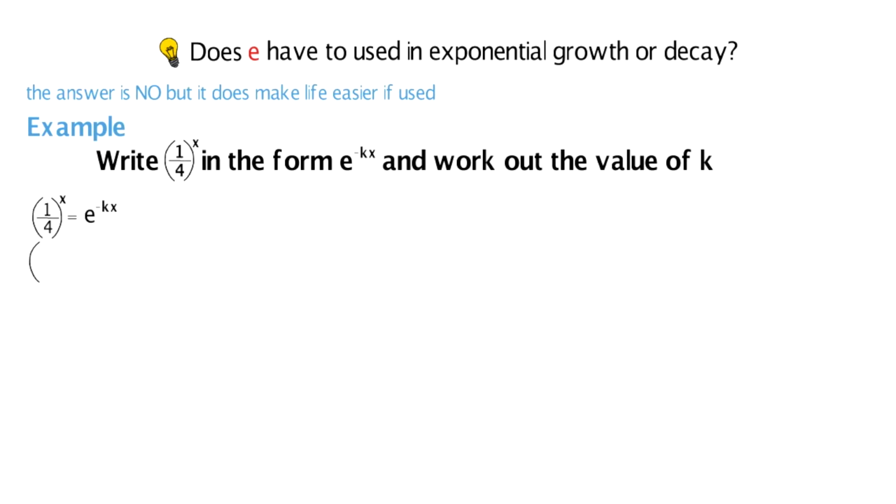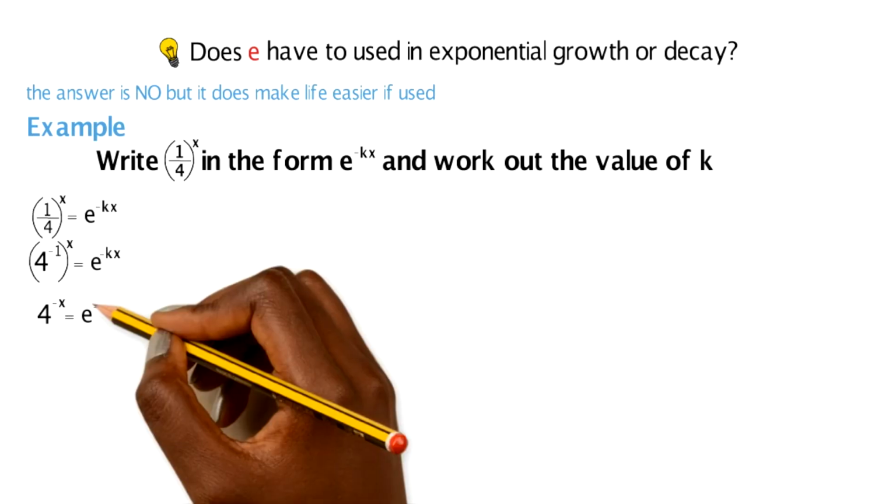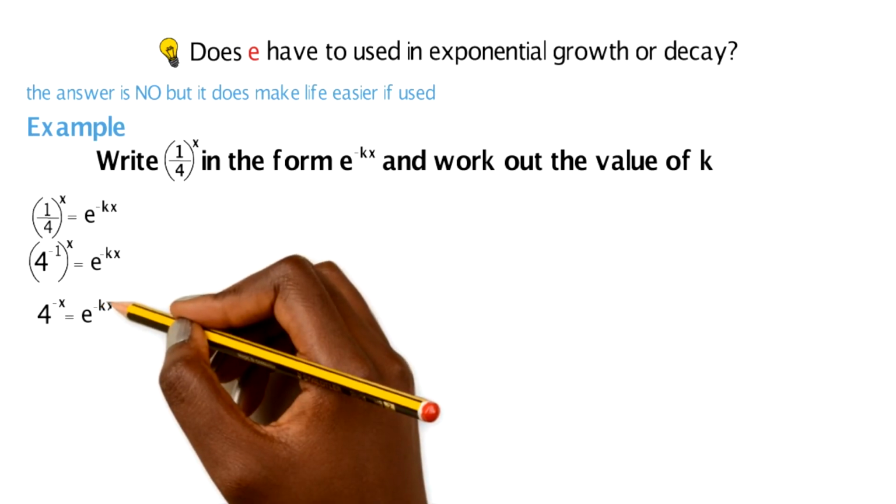And now that we've done that, what we're next going to do is rearrange the quarter to the power of x as 4 to the power of minus 1, because a quarter can be written as 4 to the power of minus 1, and then still have the brackets to the power of x, and that's still equal to e to the power of minus kx. And the next thing we're going to do is change 4 to the power of minus 1, all to the power of x, to 4 to the power of minus x, because we multiply the two powers, and that's still equal to our e to the power of negative kx.